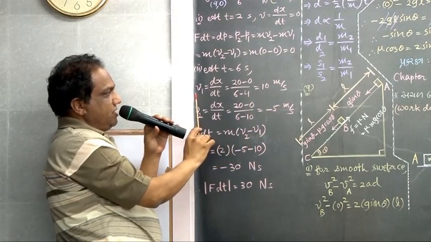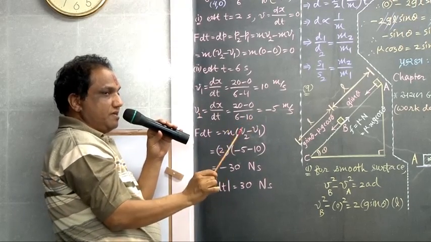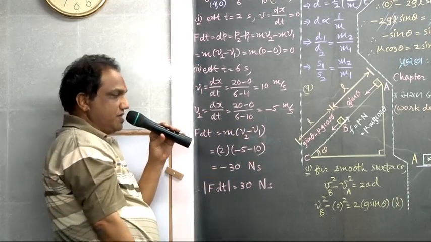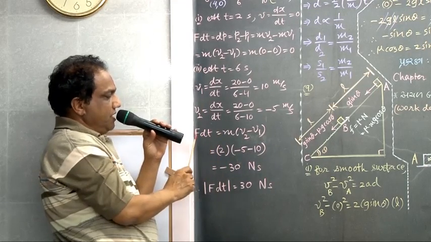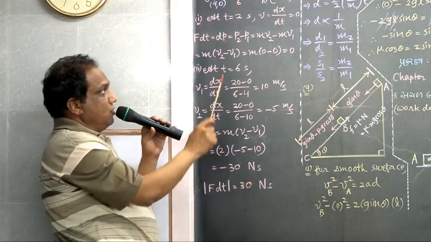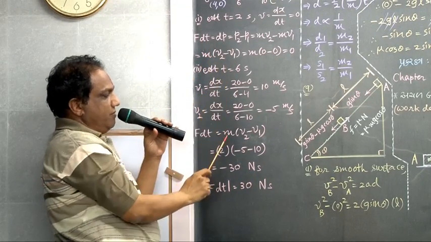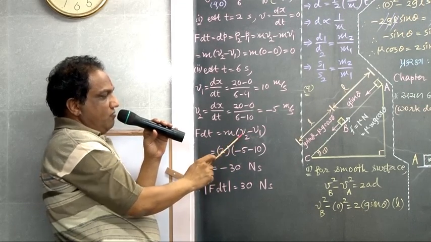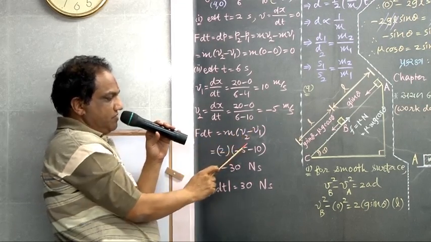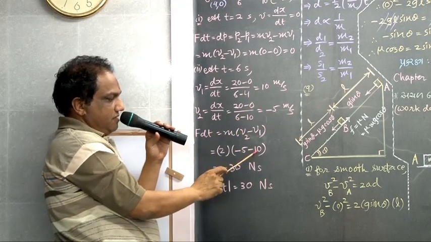This is the initial velocity. This is the final velocity. One is the velocity before 6 seconds, one is the velocity after 6 seconds. Now in that extremely small time interval, what is the impulse of force? Let it be F into dt. You know F into dt is equal to m into (v2 minus v1). The mass of the body you are given is 2 kg. What about v2? v2 is minus 5. Minus v1. v1 is 10.